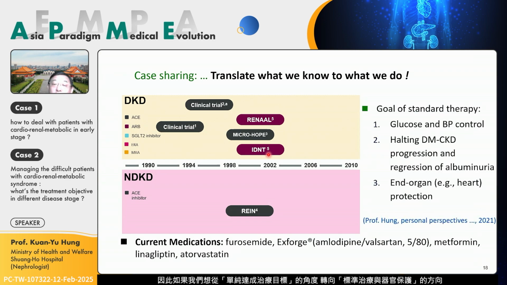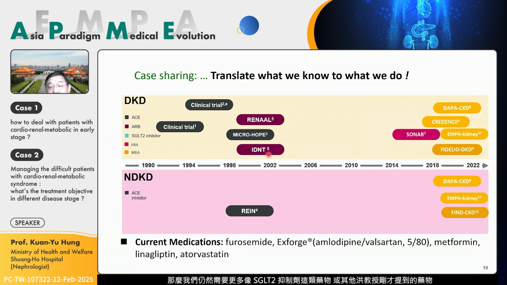If we want to shift from therapeutic goal-based management to standard therapy that provides more organ protection, we still need more medications like SGLT2 inhibitors or the other medications that Professor Hong from Korea just mentioned.